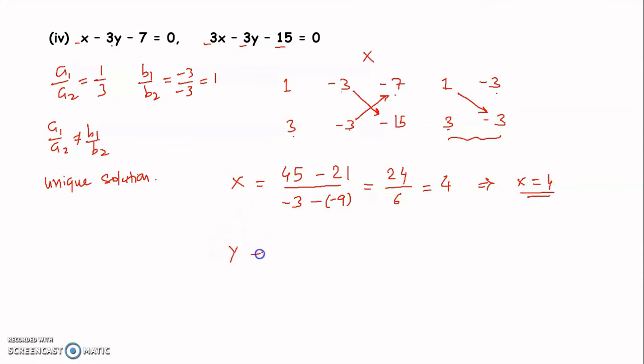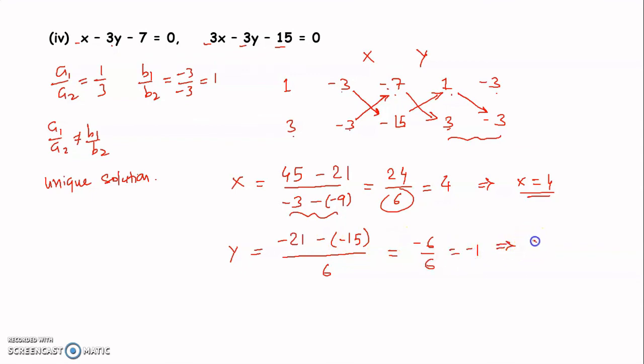And same way to find out the value of y, first we will multiply these two and then we will multiply these two. So minus 7 multiplied with 3, that is minus 21, minus 15 multiplied with 1, that is minus 15, divided by, the denominator will remain same, this is only 6, we can directly write here. So in numerator we will get minus 21 plus 15, that is minus 6, divided by 6, so we get y equal to minus 1. This is our answer, x equal to 4 and y equal to minus 1. So this is how we can solve any pair of linear equations using cross multiplication method.